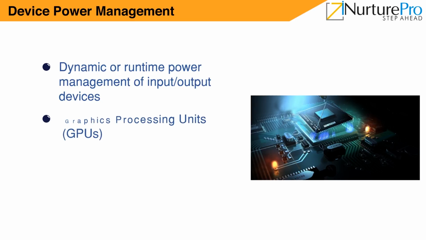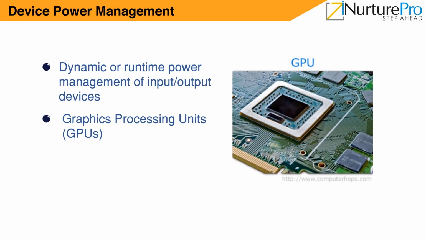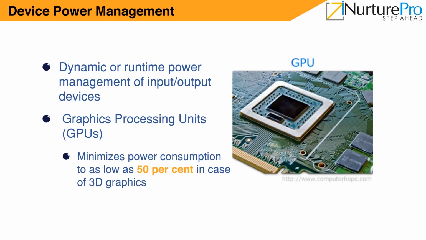For example, modern graphics processing units (GPUs) provide dynamic voltage and frequency scaling, which are usually found in CPUs. This dynamic voltage and frequency scaling mechanism helps in minimizing power consumption to as low as 50% in case of 3D graphics. Nowadays, input or output devices are getting smarter as they are able to work on their own without requiring CPU intervention.